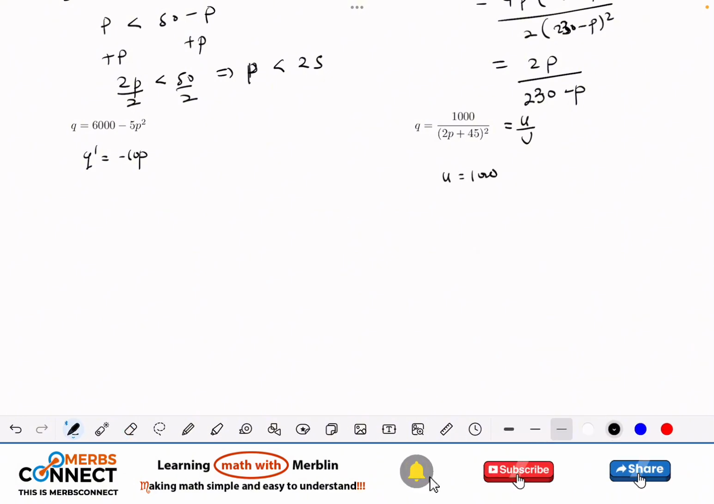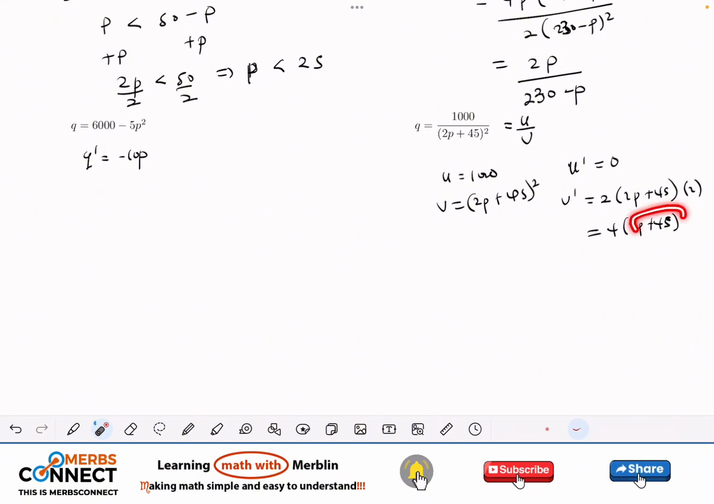U is equal to 1000, V is equal to (2P plus 45) squared. What is U prime? 0, because it's constant. What is V prime? I'll do it straight. So 2 drops down, maintain the whole function, subtract 1, which will be 1, then differentiate what is inside the bracket, giving us 2. So this is going to be 4 times (2P plus 45). Mostly I don't simplify this because I'll always be able to cancel that.